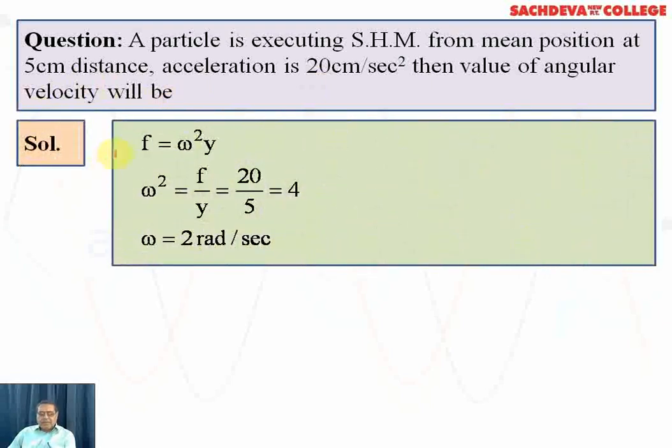Now the acceleration is given as omega square y. Omega is the angular frequency or the angular speed, and omega square is f over y. Now f is given to us, so omega square is f over y, that is 20 over 5. So 20 is the acceleration and 5 is the displacement. It will be 20 over 5, so omega square is 4. We take the square root and it will be 2 radians per second.